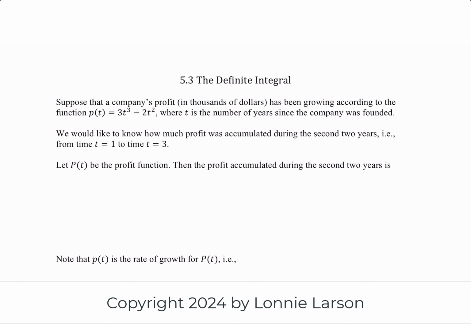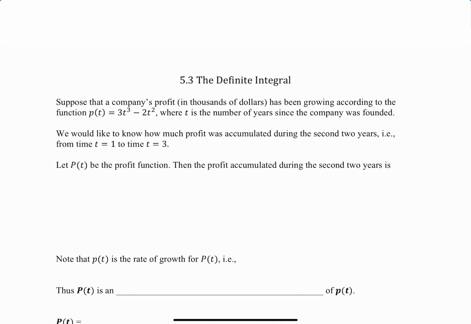We're going to build on the idea of the indefinite integral now to develop something called the definite integral. To see where this is coming from, let's suppose that a company's profit in thousands of dollars has been growing according to the function p of t equals 3t cubed minus 2t squared, where t is the number of years since the company was founded.